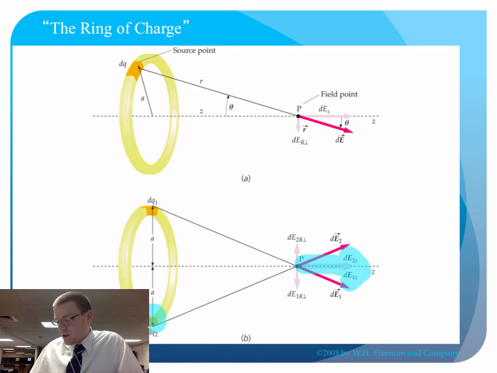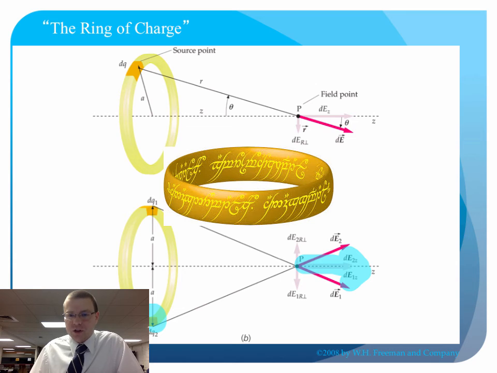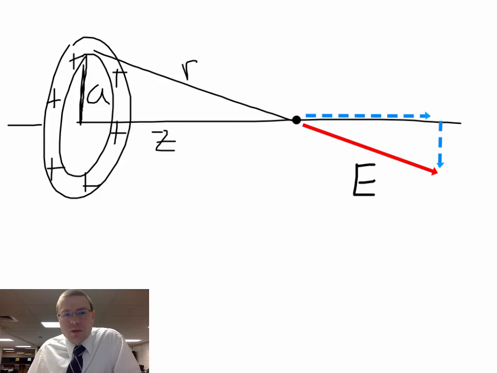So let's draw this out for ourselves and see if we can calculate the electric field from our ring of charge, the one ring to rule them all. Okay, so in our setup here, I'm taking my dq as my little segment of charge way up here at the top of the ring. It's an r distance from the ring, it's a z distance from the center of the ring, and a is the radius of our ring.